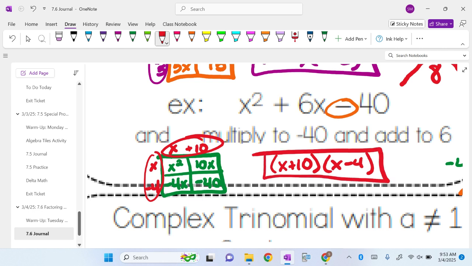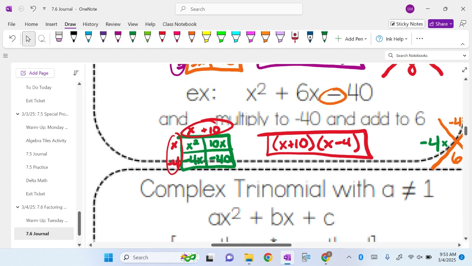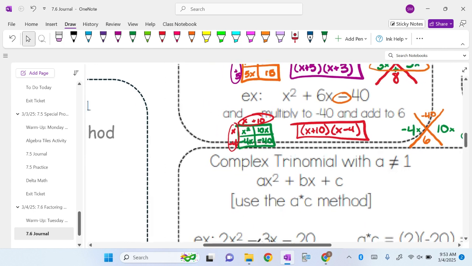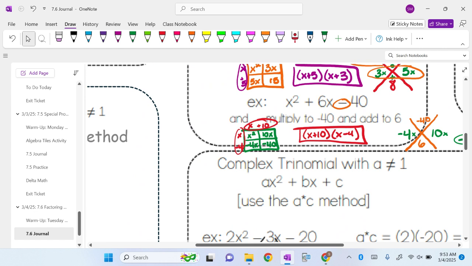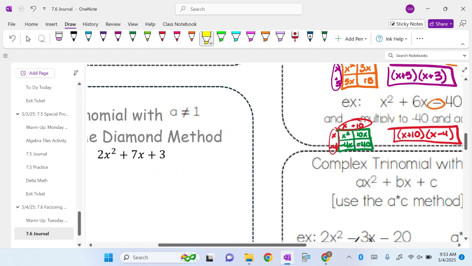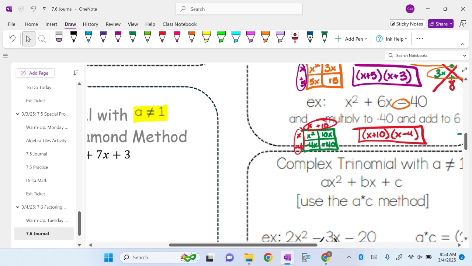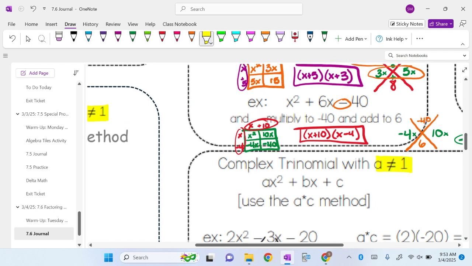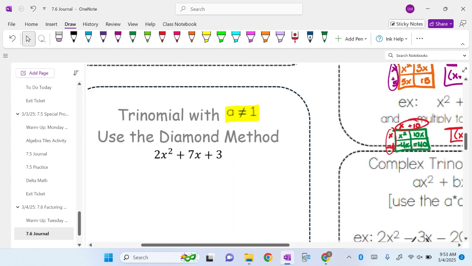So again, I'm going through these examples fast because you should already know the processes because we already had big formal notes on them. All right, this is just a crash refresh. Now, that's when your A value is equal to 1. But we know that's not always the case. Sometimes your A value is not equal to 1. When that happens, you have to do one of two methods.